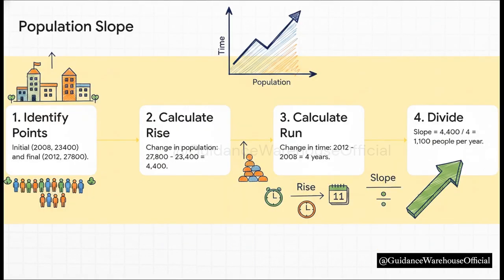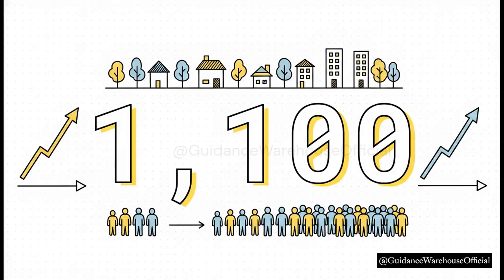All right, let's actually calculate one together. Imagine a town's population grew from 2008 to 2012. First step, we just grab our 2 points in time. Second, we figure out the rise, the change in the number of people, which is 4,400. Third, we find the run, the change in time, which is just 4 years. And finally, the last step, we divide that rise by the run. And boom, 1,100.